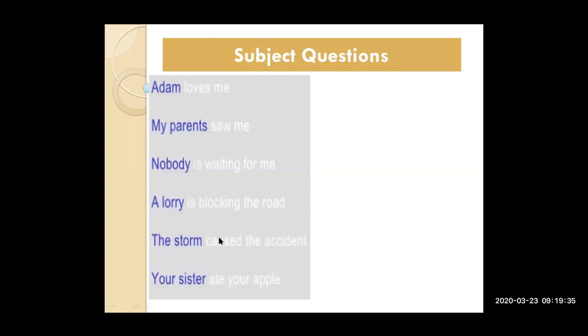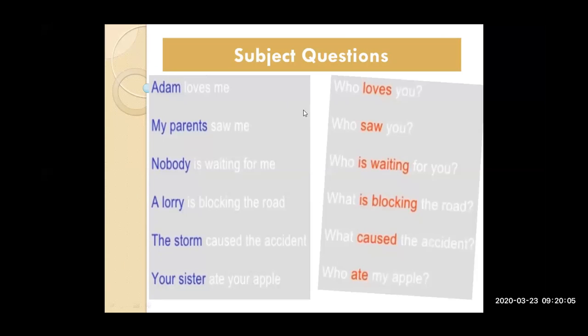The storm caused the accident. What was the accident? Well done. The last sentence. Your sister ate your apple. Who ate your apple? These are the answers. Okay, now look carefully.